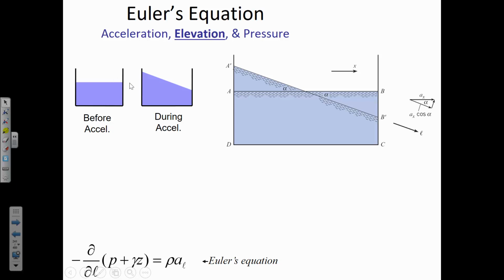Before it was accelerated, the liquid level is going to be horizontal, and during acceleration, as that liquid sloshes to the left because of it being accelerated to the right, then we have some angle that's formed here, alpha, the angle that's formed with where the original liquid surface was. So this figure is showing both the before and the after simultaneously. Obviously, the liquid surface isn't going to be in two locations at once.